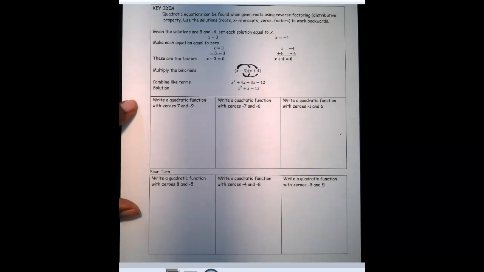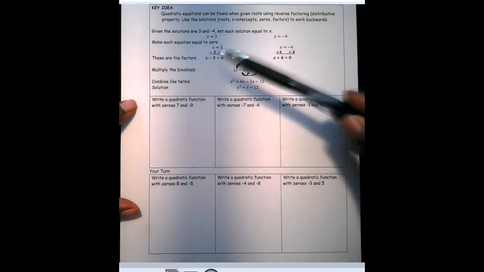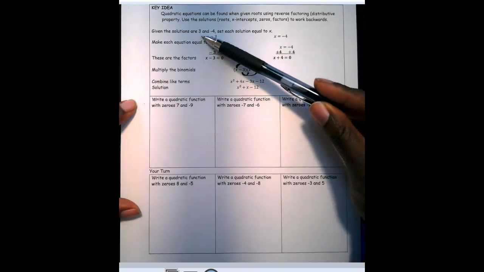We can use reverse factoring, which is basically the distributive property, to find out what the original equation was. So here I've given you an example of how this works. Given the solutions, or roots, or x-intercepts, or factors, are 3 and -4, set each solution equal to x. So x equals 3, that means that's where the quadratic was crossing the x-axis, and x is equal to -4. It crossed there as well.